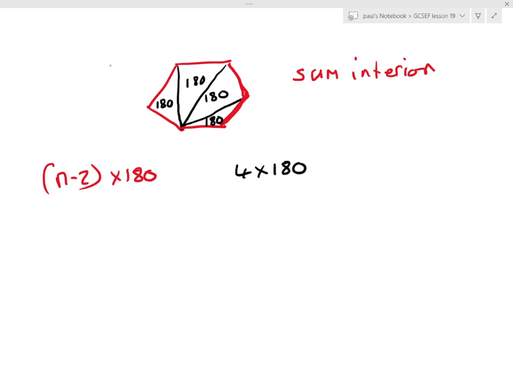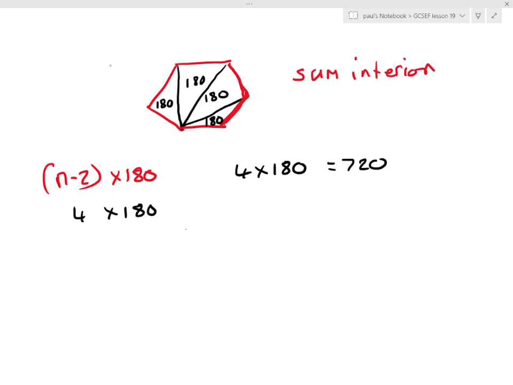Yeah, and look at this. 6 minus 2 is also 4 times 180. So you can divide a shape up into triangles. 4 times 180 is 720. Yep, 720. And you could do this for a regular or an irregular shape.